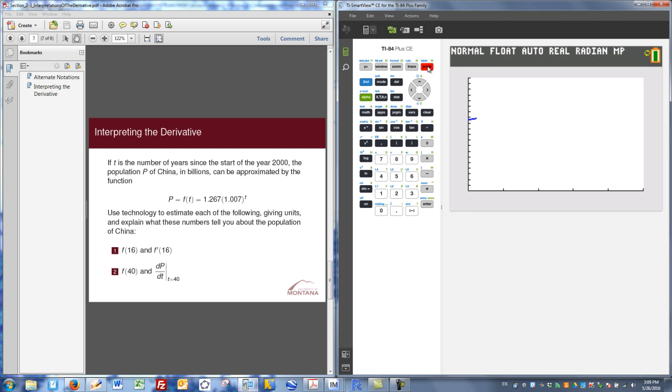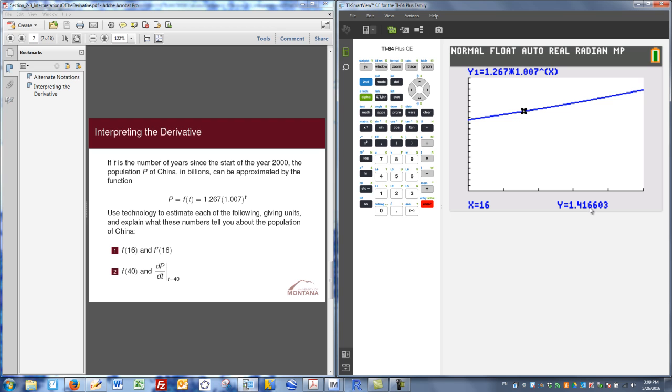Go back to my graph now. Okay, so now we're seeing it. It looks very linear, although we do know this is an exponential function. If I trace it, and then just simply type in the numbers I'm interested in evaluating, 16, enter, in trace mode it will give me the value of the function 1.416603.